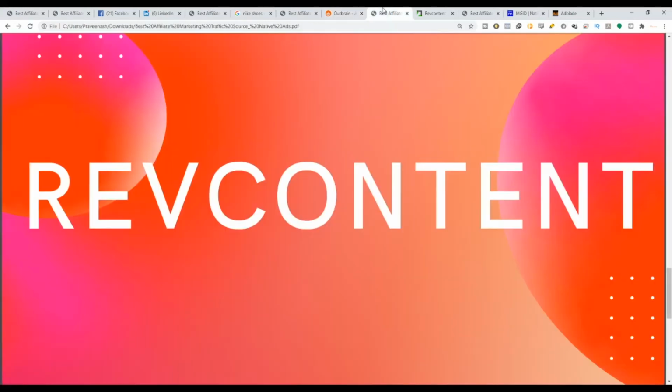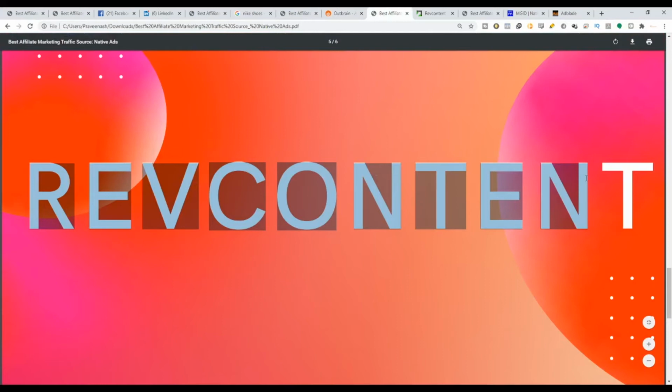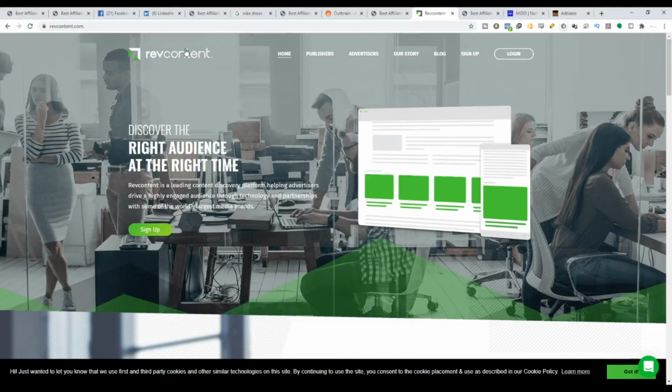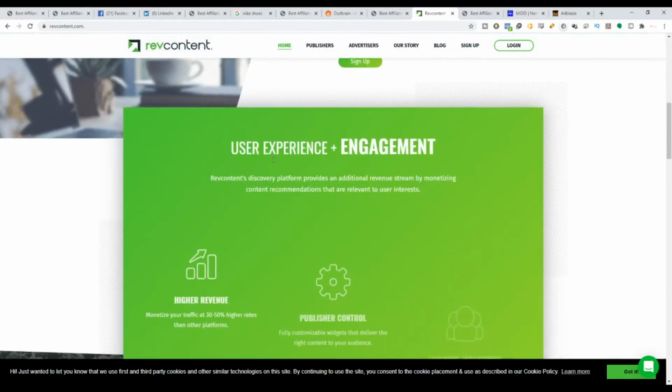The next one that we're going to talk about is Revcontent. If you are doing an offer which promotes in the United States of America especially, then Revcontent is the place that you want to be. And if you're doing worldwide traffic as well, Revcontent is very good. They have very good traffic as well. But I would highly suggest you get into Revcontent if you're targeting United States customers, because I'm going to show you something over here.